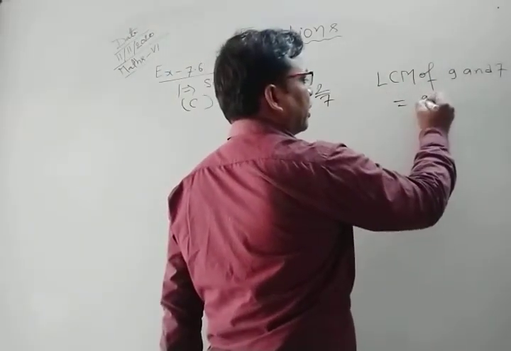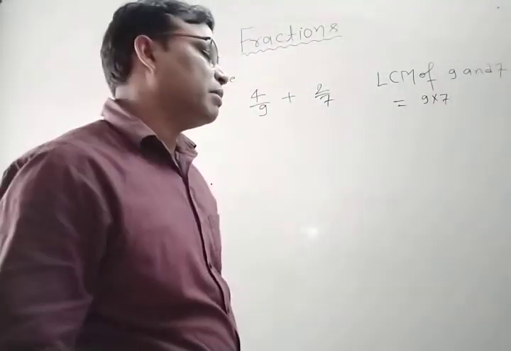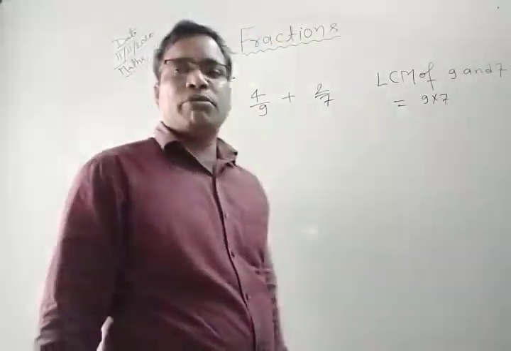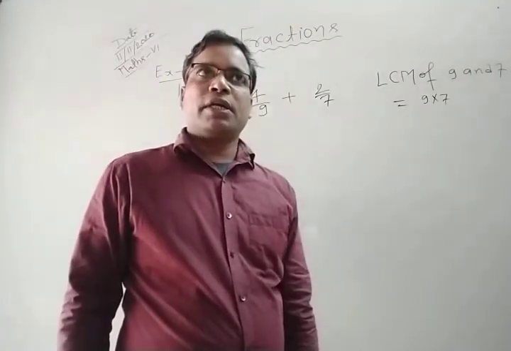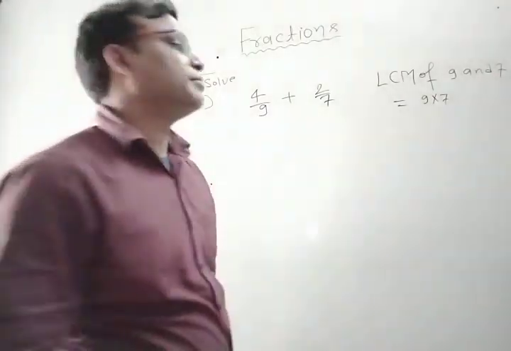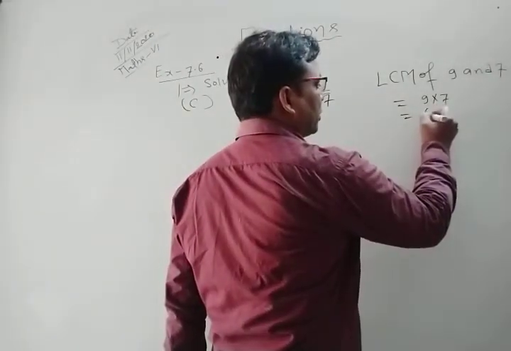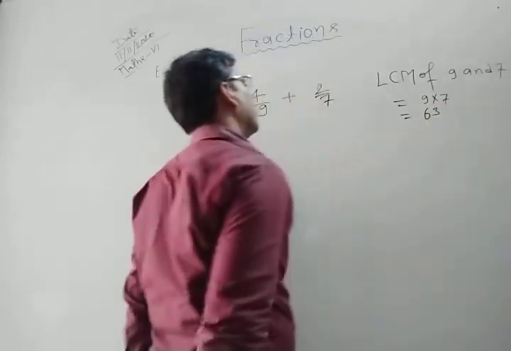9 into 7, because 7 is a prime number and 9 is a composite number, and both are not multiples of each other. Okay, so their LCM is their product. So 9 times 7 is 63. Clear now?